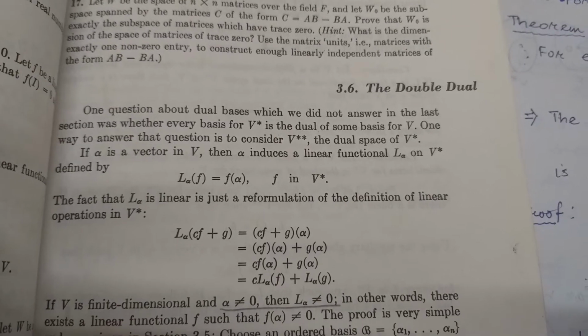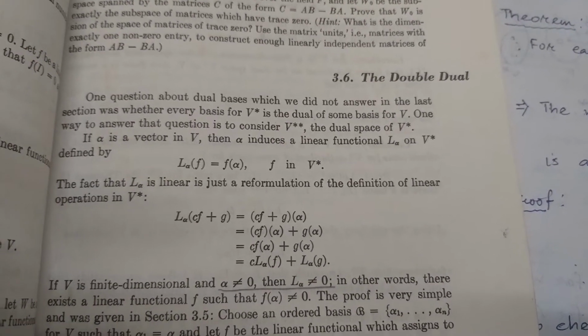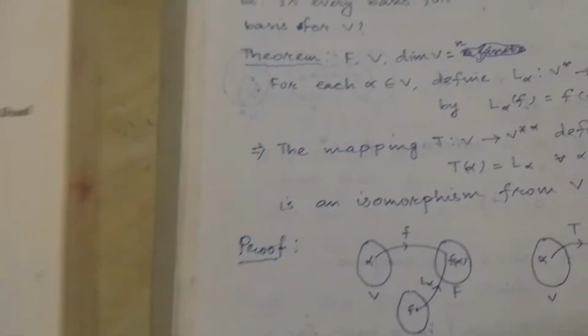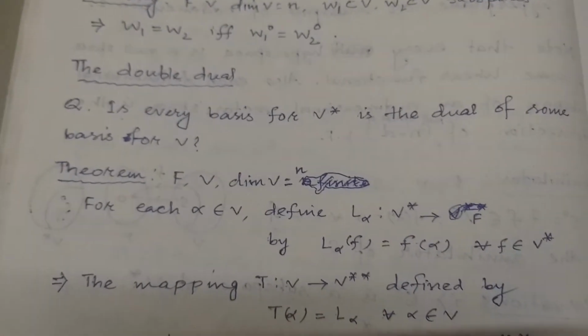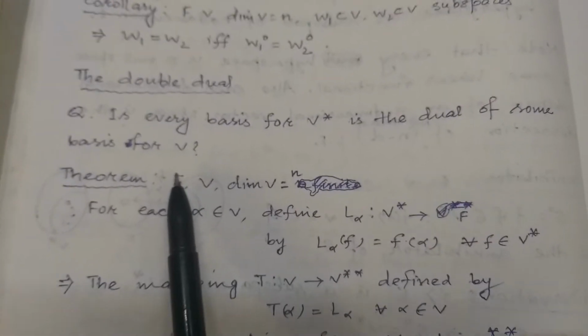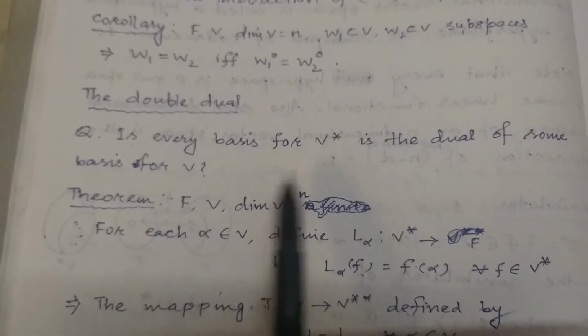Today in this lecture we will discuss the double dual and the transpose of a linear transformation. Recall that in the last lecture we discussed the dual space and dual basis. That means if V is a given vector space over some field F and it has a given basis, then V star is the collection of all linear functionals from V to F.